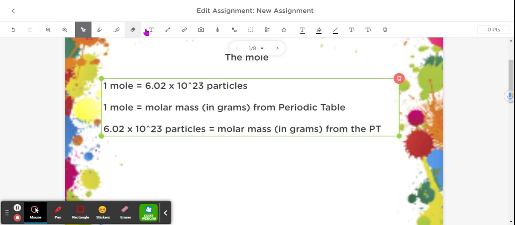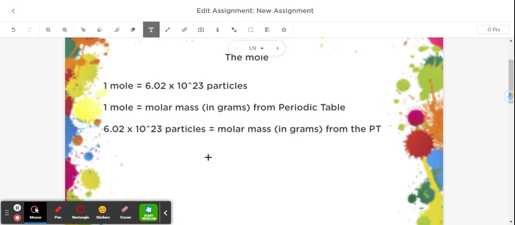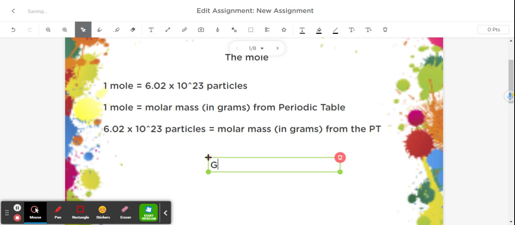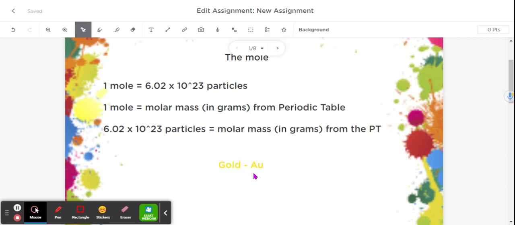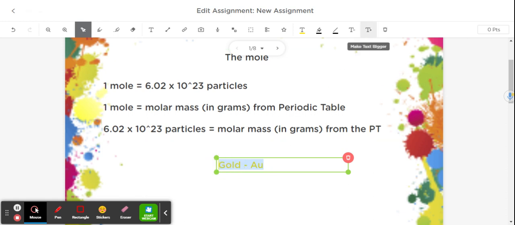Let's use my favorite element, gold, which is abbreviated Au. It's one of those elements where you wonder why they would name it that way. Why is gold Au, and how do you remember that?